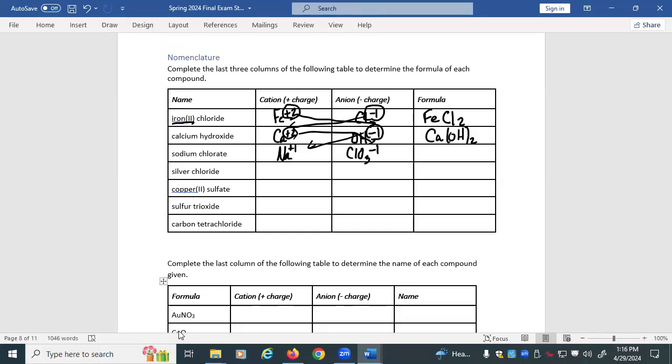From a standpoint of formula, I can see that the charges match. I have 1 charge here and a 1 charge here. So I don't need to do anything other than just bring these together.